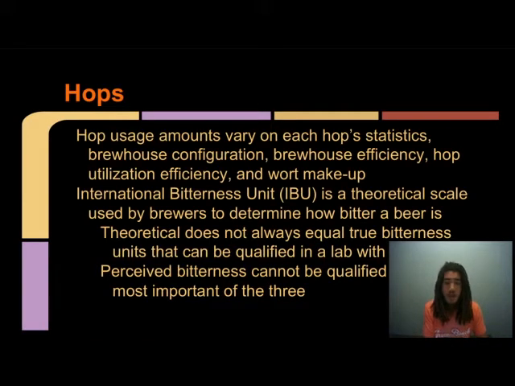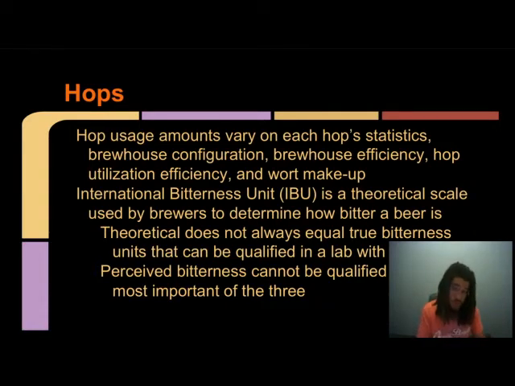That can only be qualified in a lab with a UV spec. By using a UV spec in a lab, it'll tell you exactly what the IBUs are in this beer based on the isomerization that you had and what has fallen out of suspension via fermentation, packaging, aging, clarification, any of that. So you don't actually know what the true IBUs are until you test that.